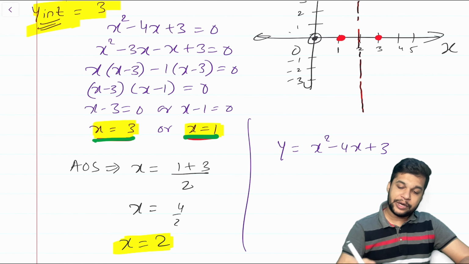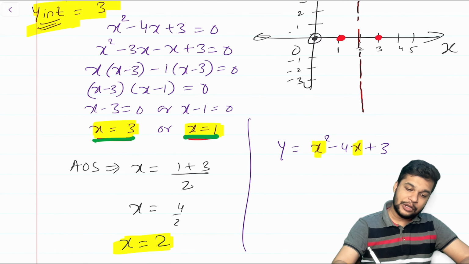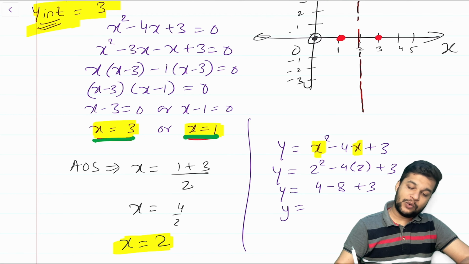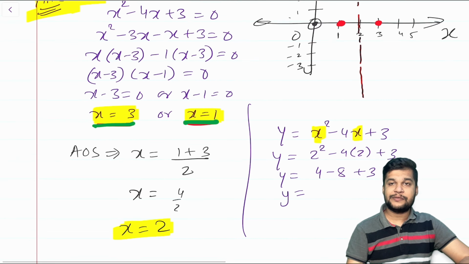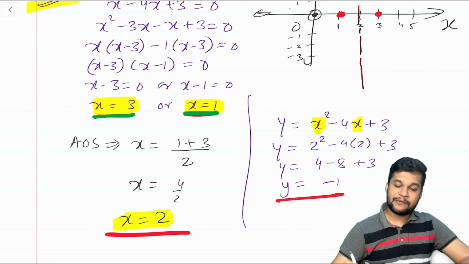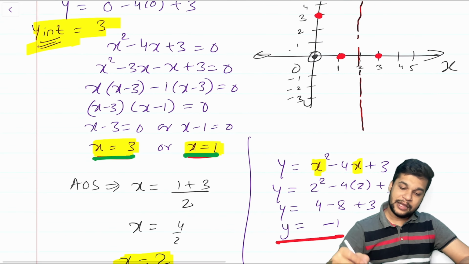So let us substitute it over here. So you get y equal to 2 square minus 4 times 2 plus 3. So y equal to 4 minus 8 plus 3. 4 minus 8 is minus 4. Minus 4 plus 3 is minus 1. So this is minus 1. Okay. So I know that for x equal to 2 and y equal to minus 1, my vertex will lie, right? So x equal to 2, which is here, and then y equal to minus 1, which will be here.